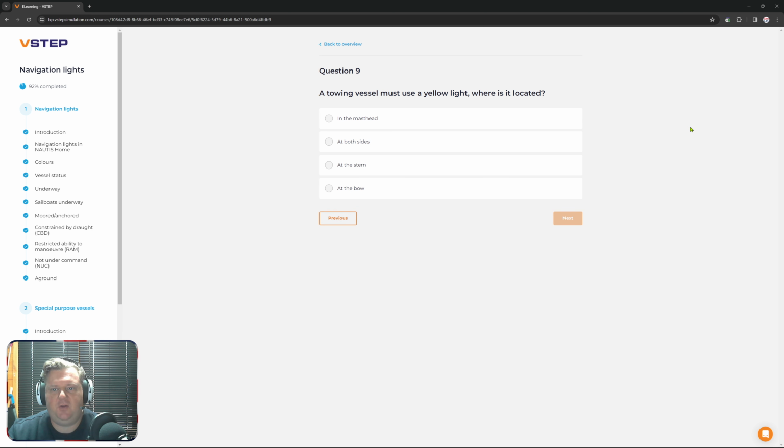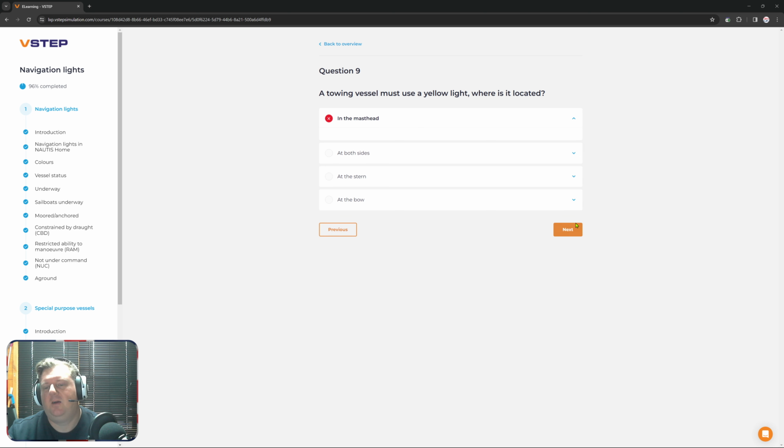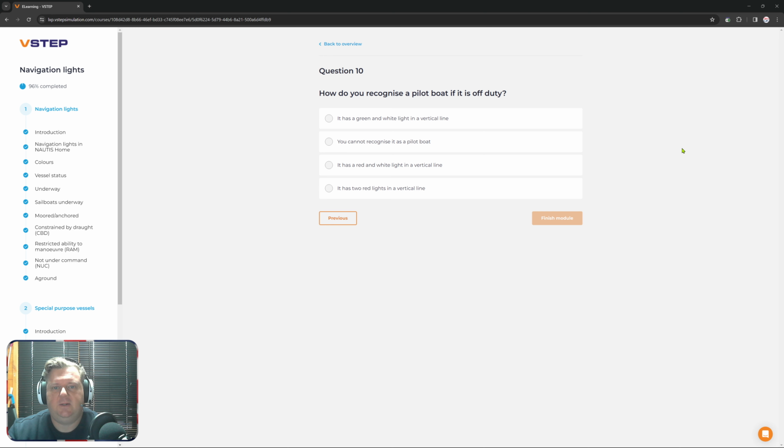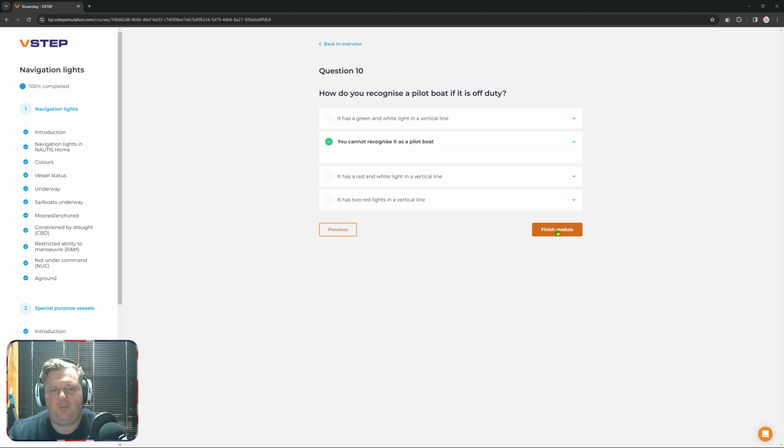The towing vessel must use a yellow light. Where is it located? I want to say at the bow? No, on the masthead or the bow. Masthead or the bow? Masthead. It must be bow, I think. How do you recognise a pilot boat if it's off duty? You can't. If it's off duty, it just adheres to... There you go. Brilliant.